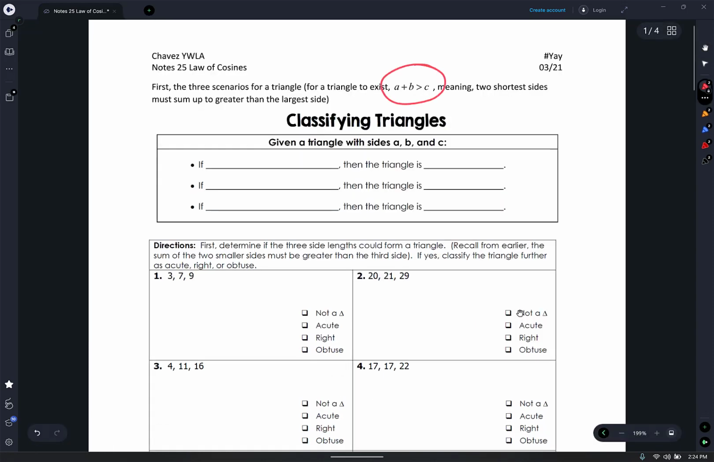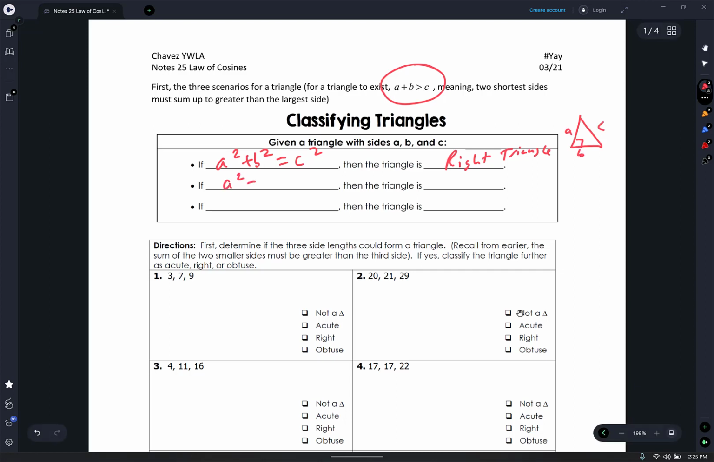So if your two smaller sides, when you add them up, are not greater than your largest side, then you don't have a triangle. Simple? All right. Do you guys remember the Pythagorean theorem? Okay. So here's the deal. If a squared plus b squared equals c squared, you have on your hands a right triangle. Everyone knows how that looks. It looks like that. A, B, and C.